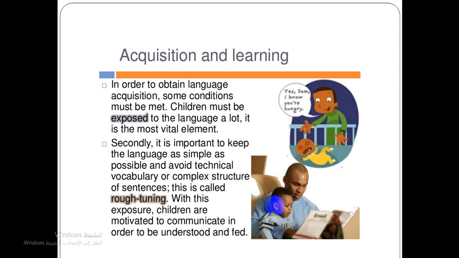Acquisition and learning. What is language acquisition? Language acquisition is the process by which humans acquire the capacity to perceive and comprehend language, as well as to produce and use words and sentences to communicate, as you see here in this picture. So acquisition requires meaningful interaction in the target language, which means natural communication in which speakers are concentrated not in the form of their utterances, but in the communicative act.